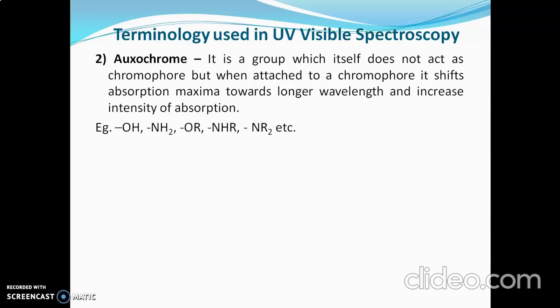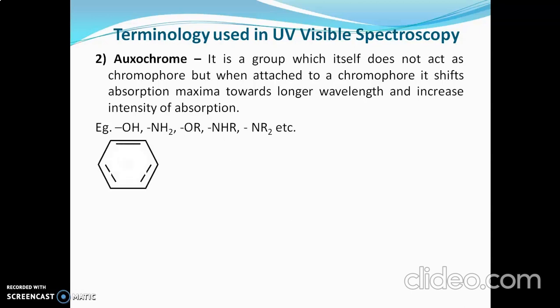Now, according to this definition, if only these auxochromes are present in the molecule, the molecule will not absorb UV visible radiation. But if these auxochromes are present along with the chromophore, then due to these auxochromes, the absorption of that chromophore will increase as well as the lambda max will also increase.